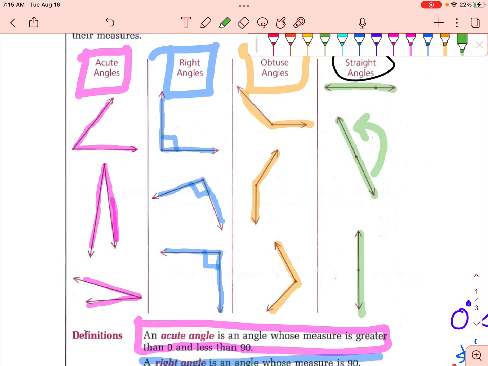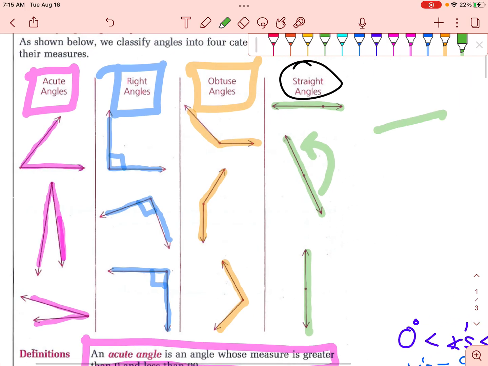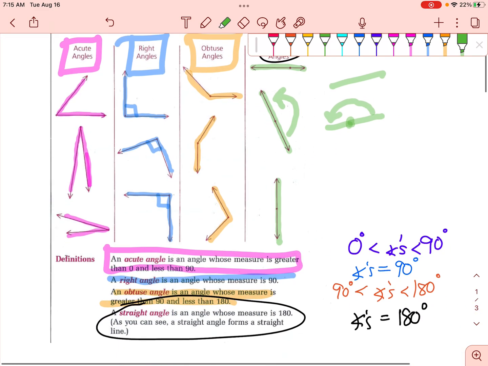So you're probably asking yourself, how is that different than a line? An angle is a movement, okay? A line is just a straight line. An angle is something like your windshield wiper, where it goes back and forth at 180 degrees. So again, an angle is a movement.